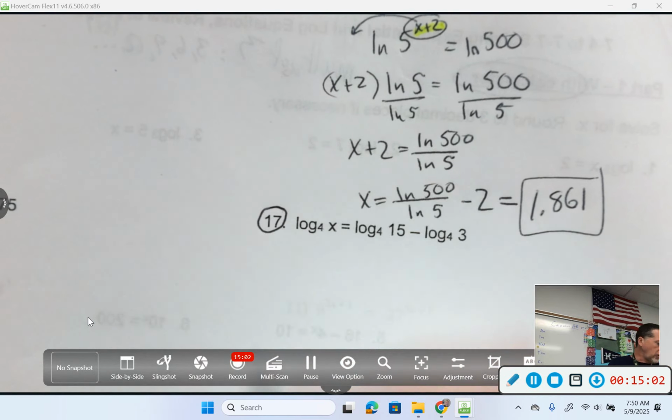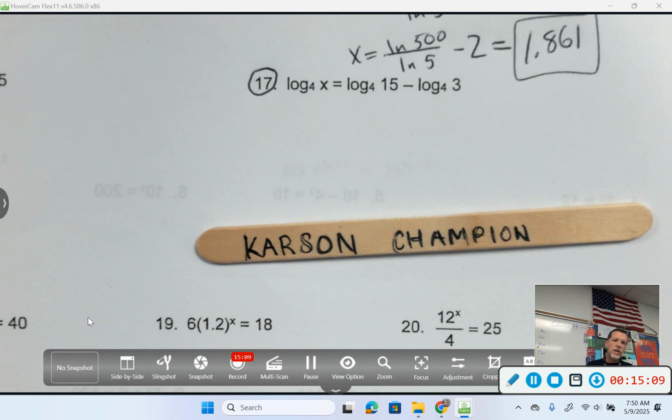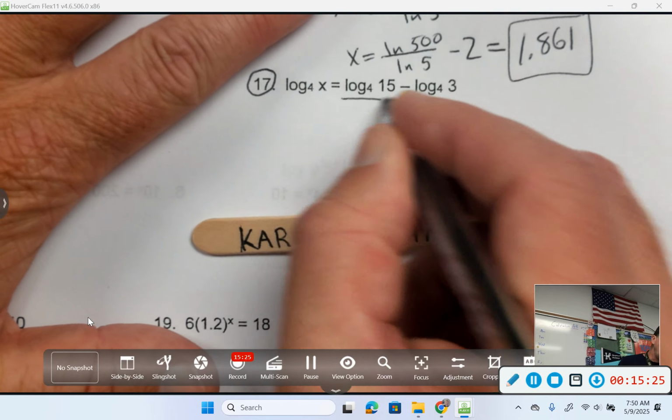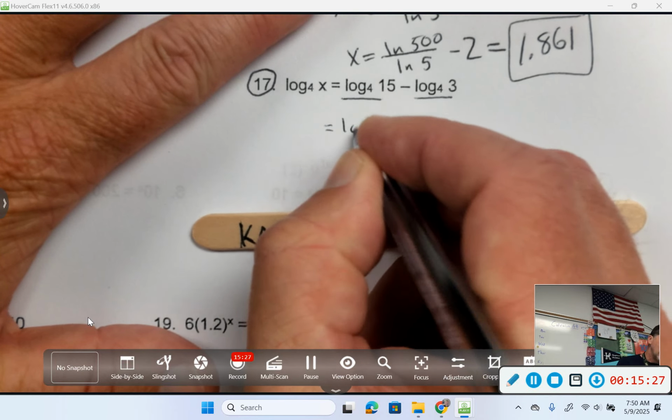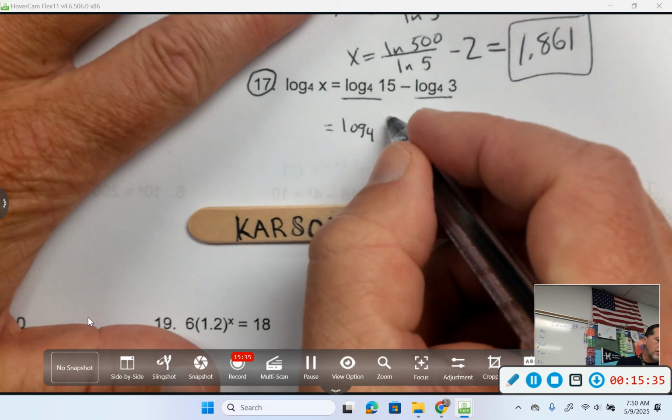Okay, now we're going to start jumping around a little bit in terms of types of problems. Looking at 17, Carson, what do you think we should do on 17? We've done this type of problem before, but it's not today's type of problem. What could I do on the right-hand side here? Oh, divide? Yes. So what would I get on the right-hand side? Log 4, 16 over 3. Yep. 15 divided by 3.